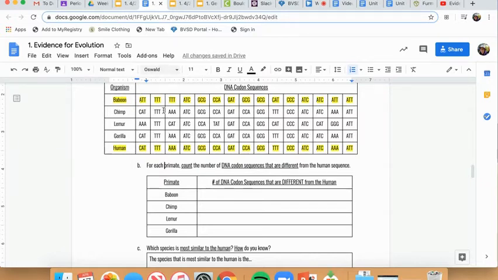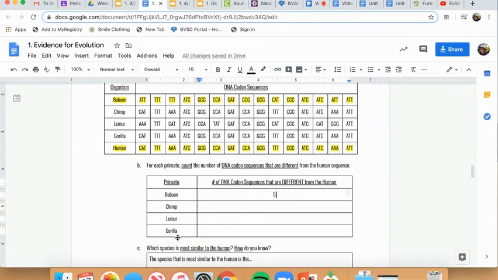We need to count how many are different. So I'm just going to go column by column, starting with the first column. This is different. They're not identical, so that's 1 difference. These are the same, so that doesn't count. These are different, that's 2. The same, the same, the same, the same. This is different, that's 3. These are the same. Different, 4. That's the same, that's the same, that's the same. This is different, 5. That's the same. So the number of DNA codon sequences that were different from the human for the baboon was 5.